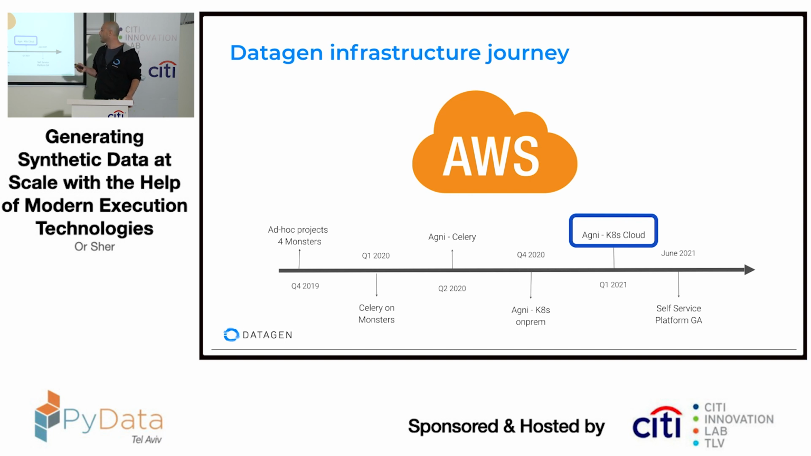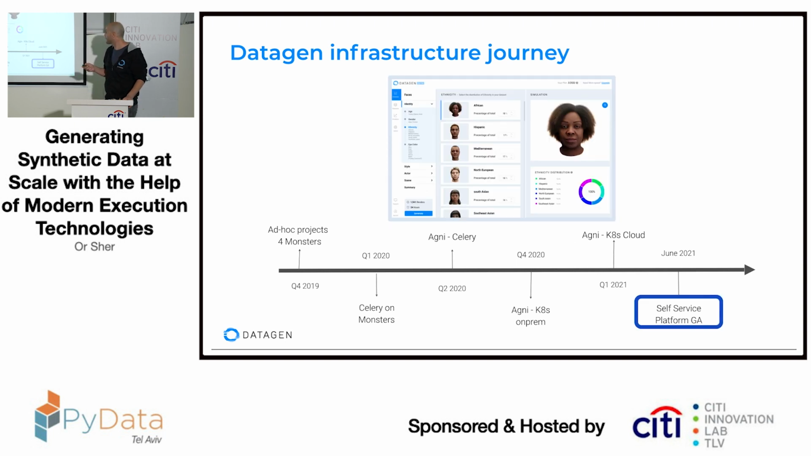and then leverage not just Kubernetes, but also the Kubernetes cluster autoscaler, which was responsible for spinning instances up when we needed them and down when we ended the generation. And approximately in the middle of this year, we put all the pieces together and went GA with our self-service platform.